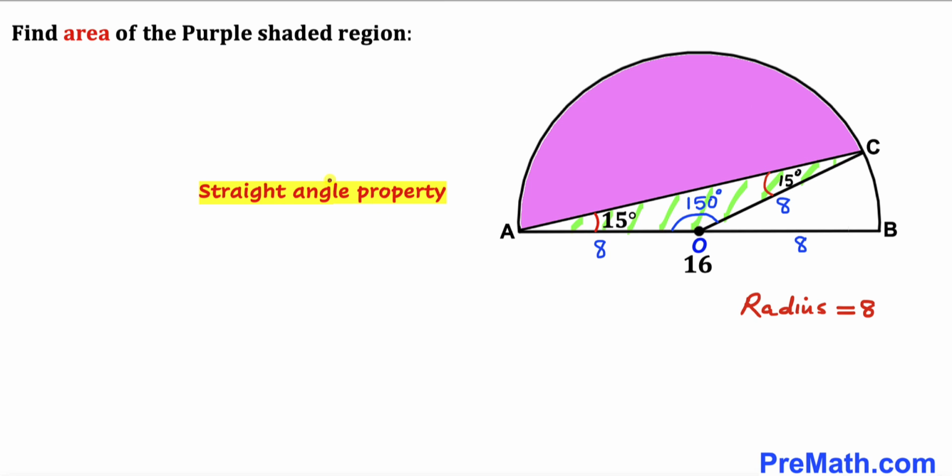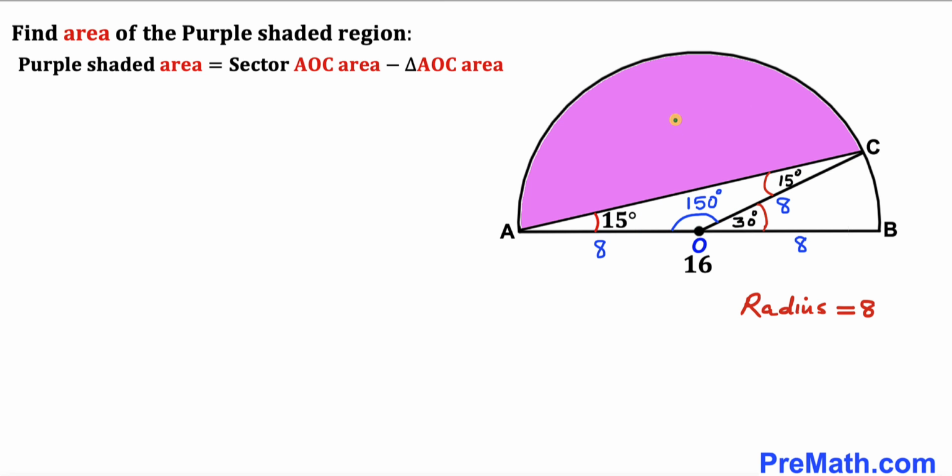And here's our next step. Let's recall the straight angle property. According to this property, this straight angle is going to be 180 degrees. And we know that this angle is 150 degrees. So this angle has got to be 30 degrees. Now let's make an observation. The area of this purple shaded region is going to be equal to the area of this whole sector AOC minus the area of this triangle AOC, as you can see in this equation.